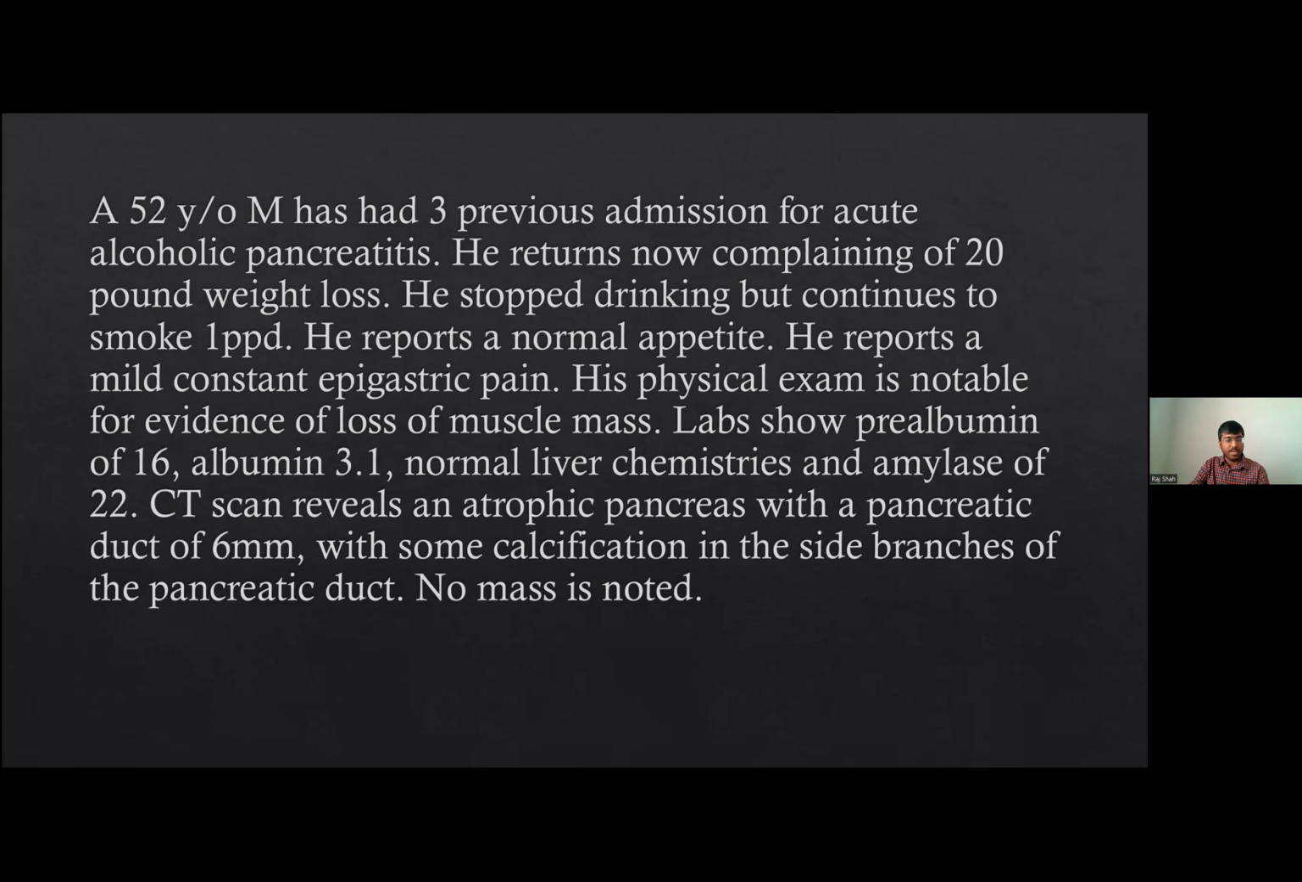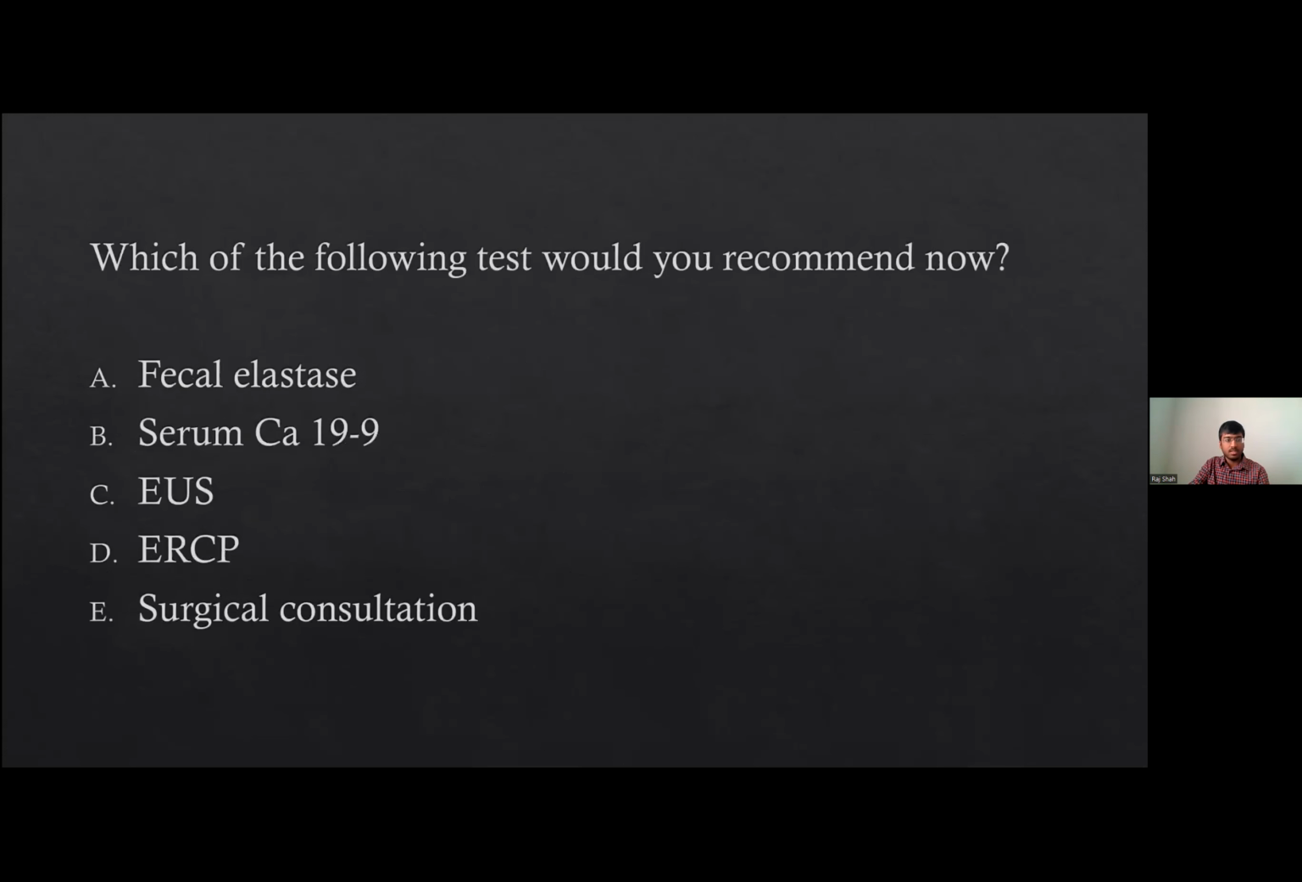His lab showed a pre-albumin of 16, albumin of 3.1, normal liver chemistry and amylase of 22. CT scan revealed an atrophic pancreas with a pancreatic duct of 6 mm with some calcification in the side branches of the pancreatic duct. No mass is noted. So the question is, which of the following tests would you recommend now? Fecal elastase, serum calcium, serum CA19-9, EUS, ERCP, or surgical consultation?